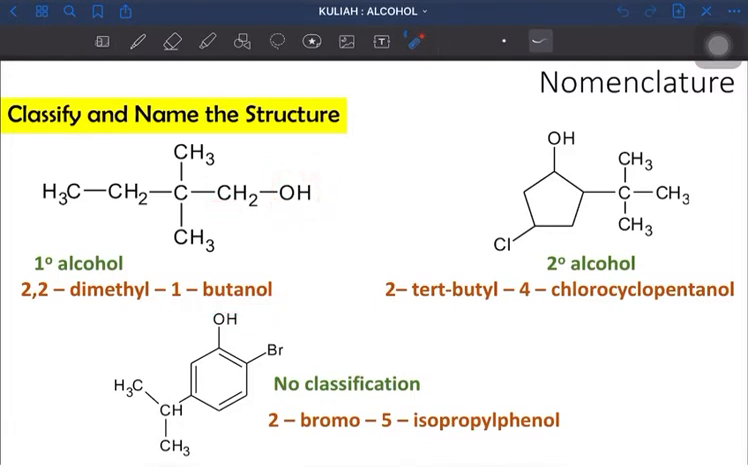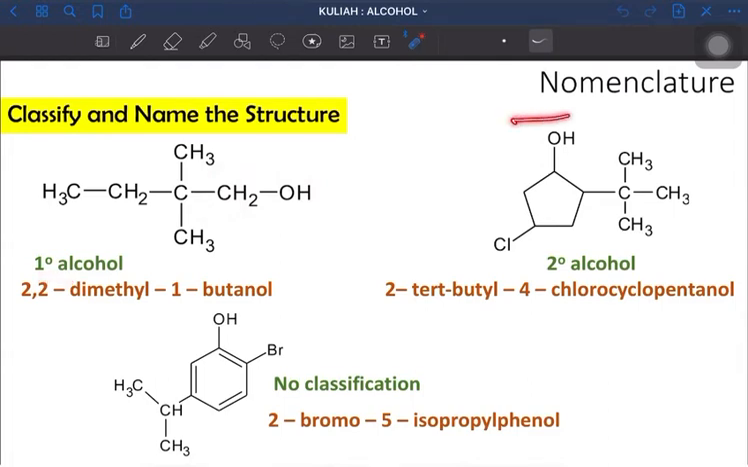Okay, and then at carbon number 2, we have 2 methyl groups attached to the second carbon. So 2,2 dimethyl 1 butanol. So since this OH attached to this primary carbon, this is the primary alcohol.